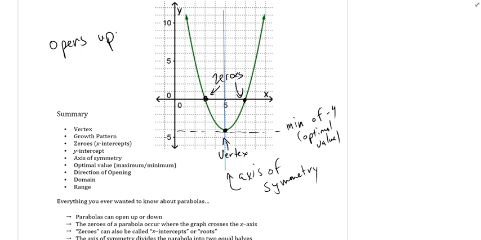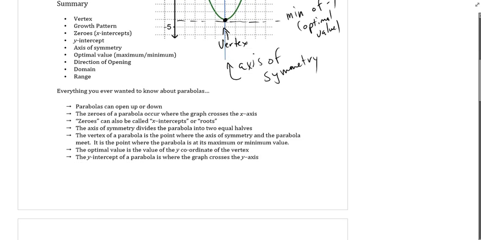There's a few things there that you can read through. Some of it is just regurgitating what we've already talked about. Parabolas can open up and down. The zeros are also called the x-intercepts and the roots. You can read through it on your own. It's really just a summary of what we've just talked about. If you need to know what the optimal value is, if you forget, it's written there for you.